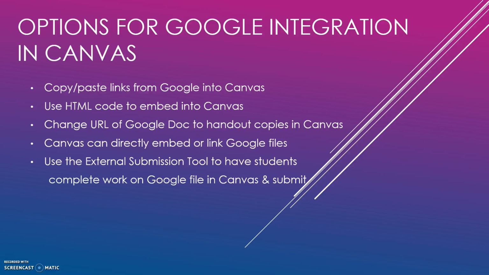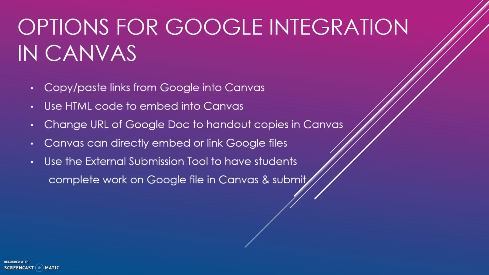There are many different options to do this. We have been talking about them. You can copy and paste links from Google directly into Canvas and alter your share settings. You can use the HTML code to directly embed into Canvas or use Canvas to have a link or embed your Google file. You can change your URL to hand out copies of Google Docs into Canvas. And in this video, we're going to focus on submission.